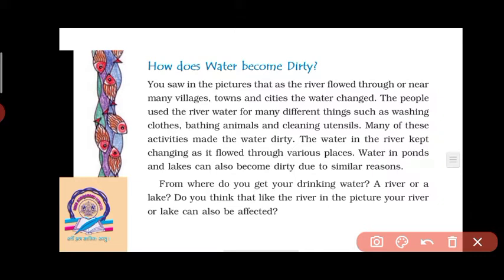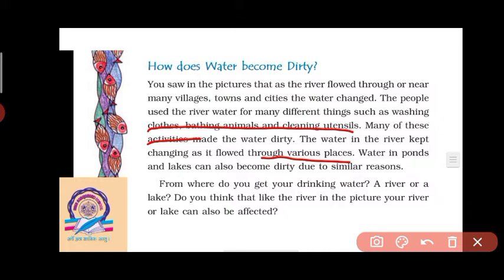Then the people used the river water for many different things such as washing clothes, bathing animals, and cleaning utensils. That we have seen in that picture. Yes or no? People in the village were using this water for all these purposes. Many of these activities made the water dirty, that is, our human activity made it dirty. The water in the river kept changing as it flowed through various places. We have seen the color of the water being changed.